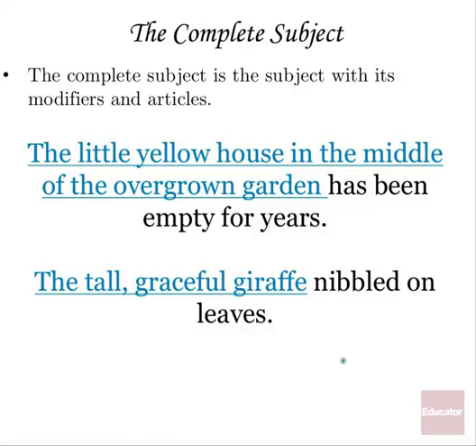Now, the complete subject, as you might have guessed, is the subject with its modifiers and articles. So, remember our sentence about the house? Well, the complete subject is the little yellow house in the middle of the overgrown garden. That's one long complete subject. And the tall, graceful giraffe is the complete subject.